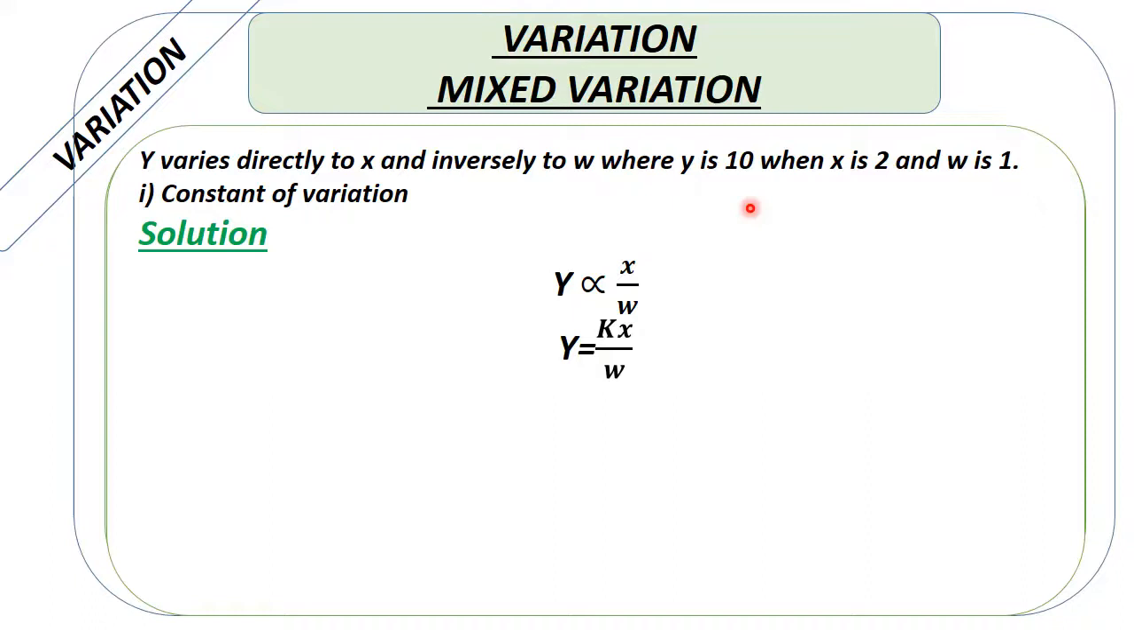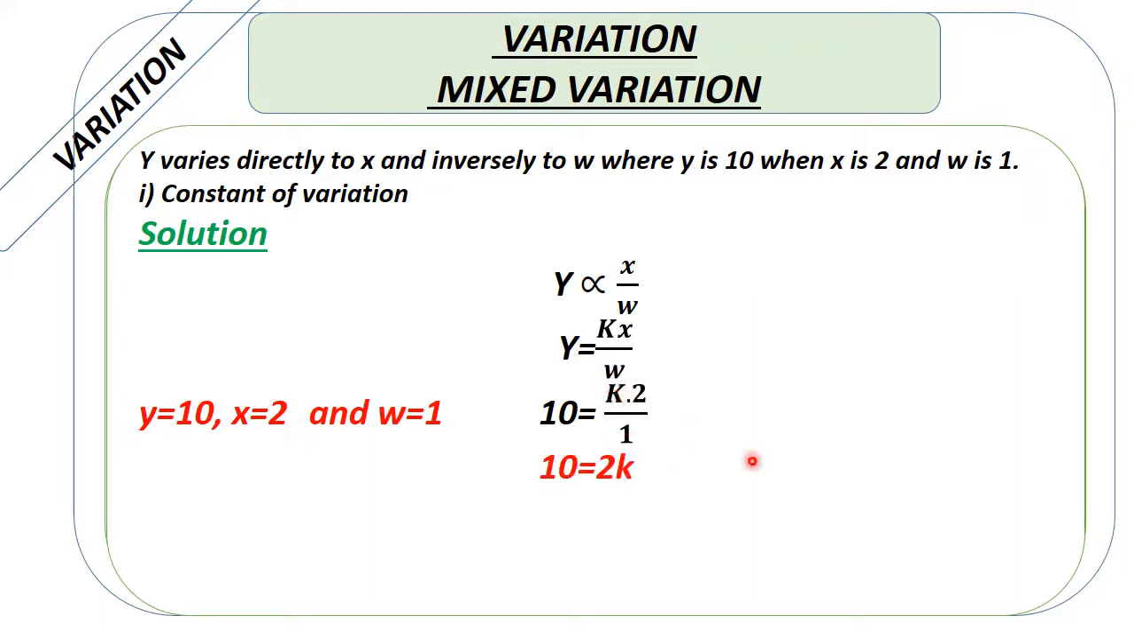With this, I can substitute what I've been given. So I've been given y is equal to 10, x is equal to 2, and w is equal to 1. So I can just plug in the values. So y I've put, x I've put, and w I've put. So I solve for k. So solving for k, k times 2 is 2k. 2k divided by 1, it's going to be 2k. So I can divide both sides by 2. Well, I'm going to have this. So 2 and 2 are going to cancel. 10 divided by 2 is 5. So it's going to be 5 for k. That's the constant of variation.